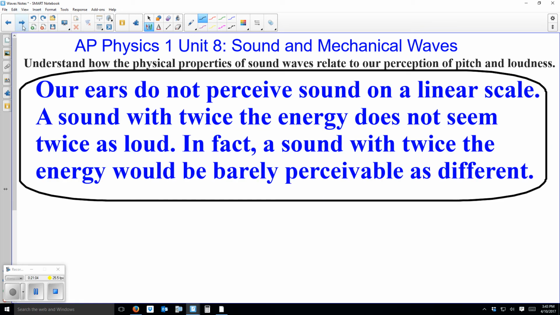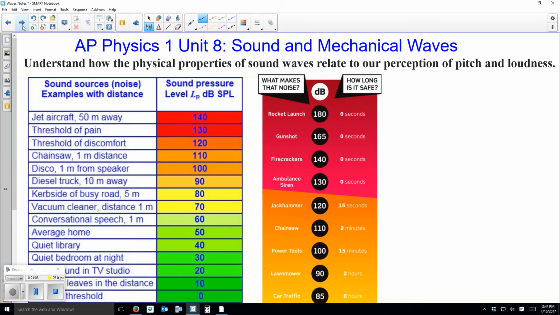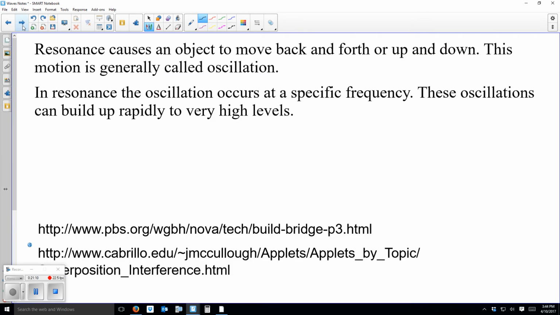But we also talked a little bit about resonance and this idea of sounds, or waves, being able to sort of hold a steady shape on an object or in a tube. And this is known as resonance.